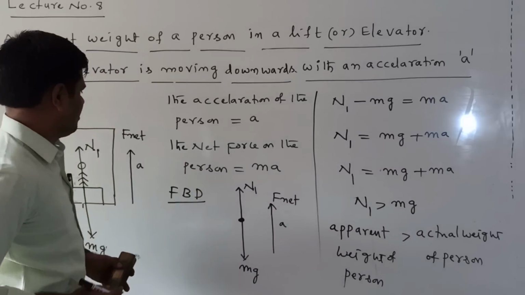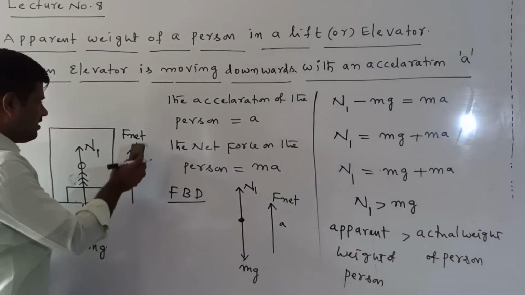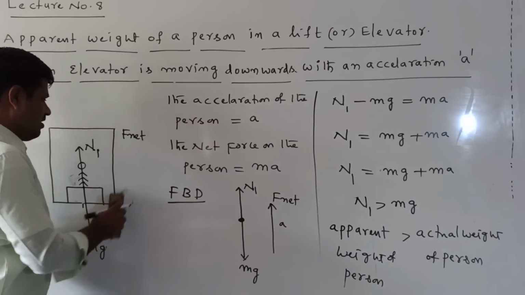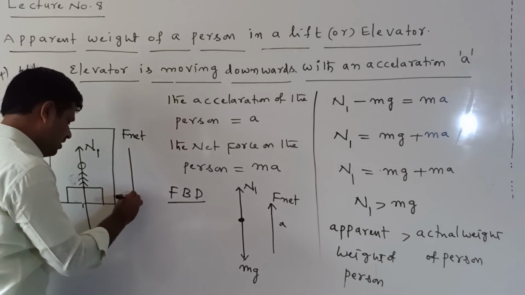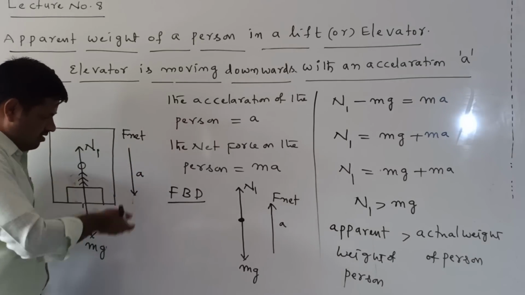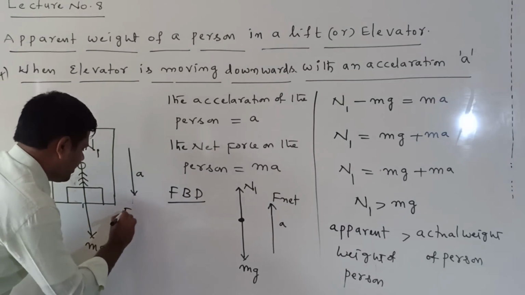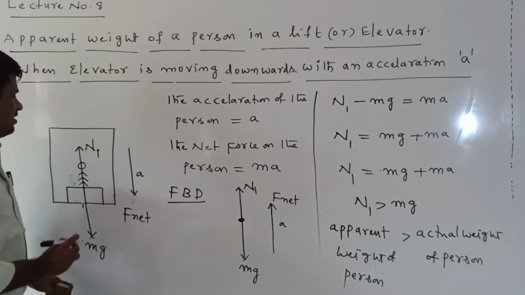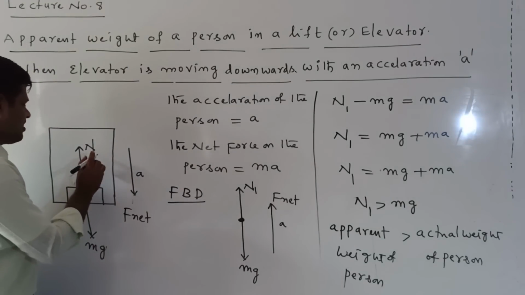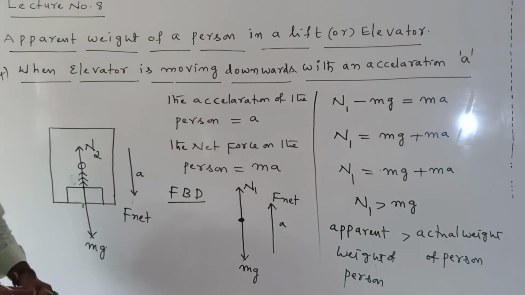With an acceleration a. Now listen here. The elevator is moving in the downward direction with acceleration a. It is coming in this direction, so the net force is also acting in this direction. In this case, I have taken N2 as the normal reaction acting on the person.